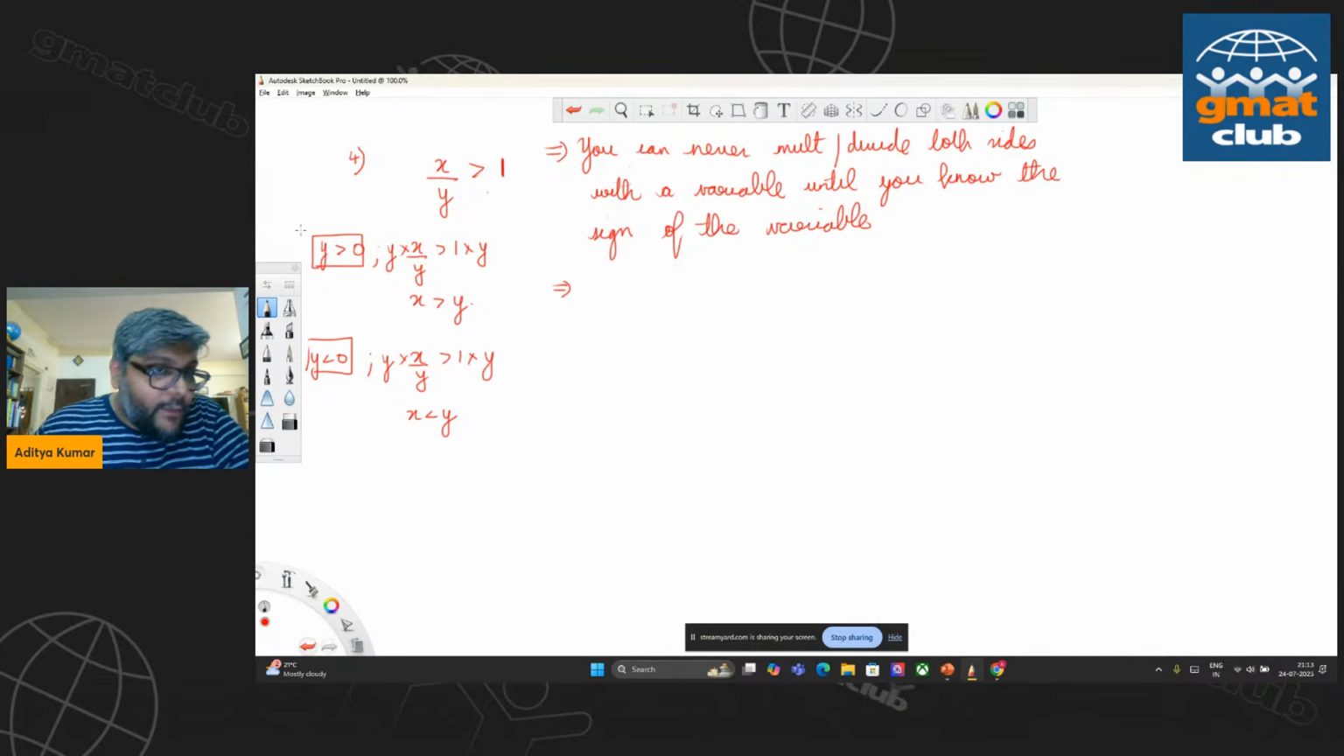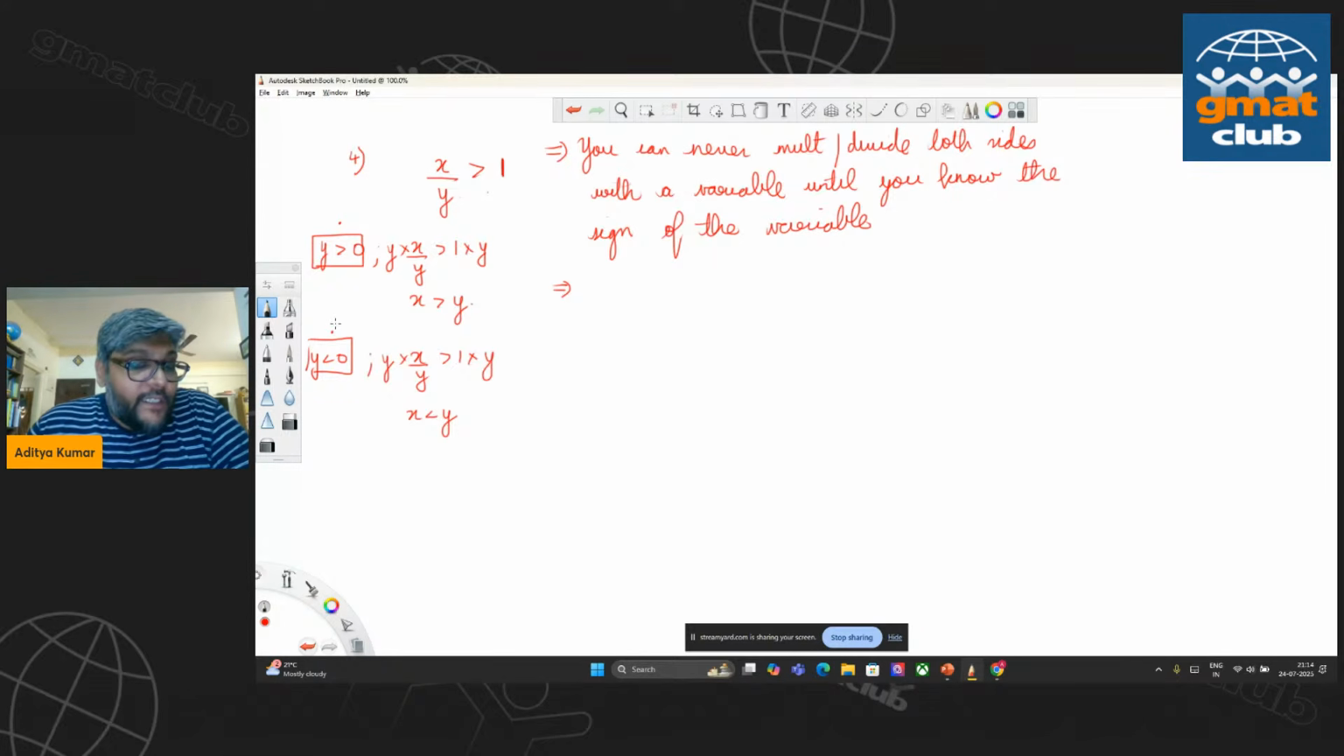Whenever you see an inequality-based question, if you have information about the sign of a variable, it is crucial information that you've been given. Because if you know the sign of a specific variable, you can manipulate using multiplication and division with that variable.